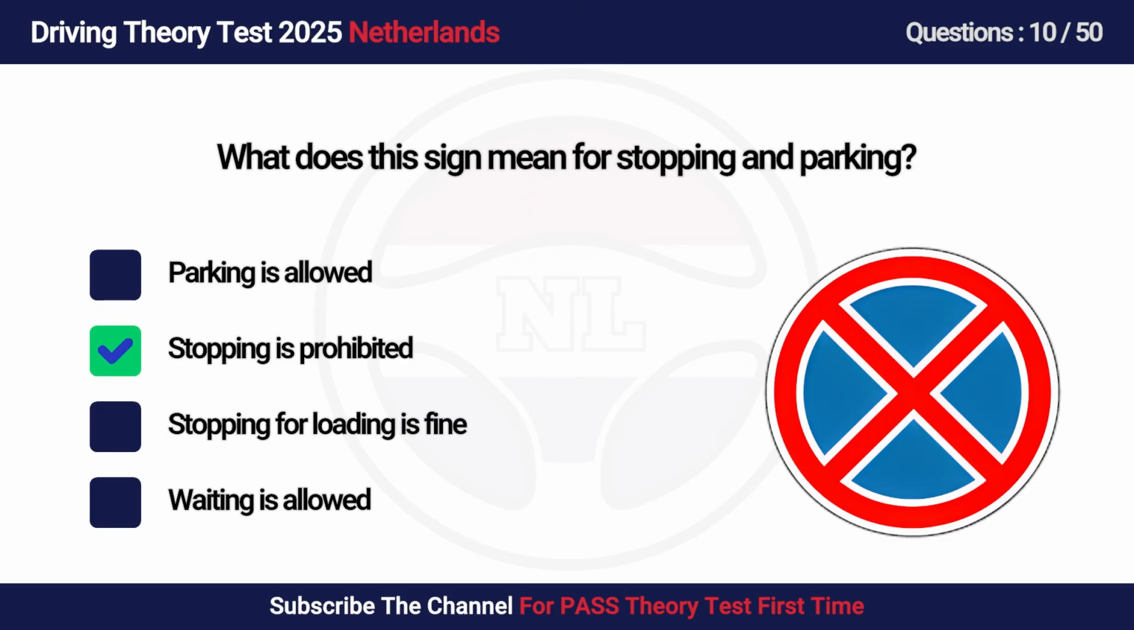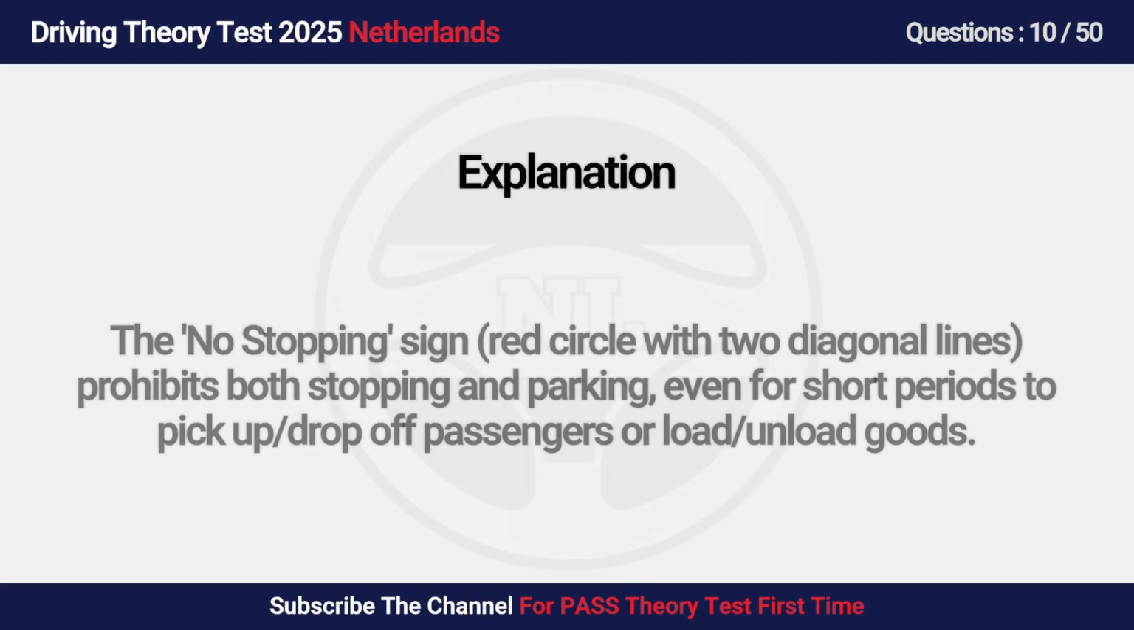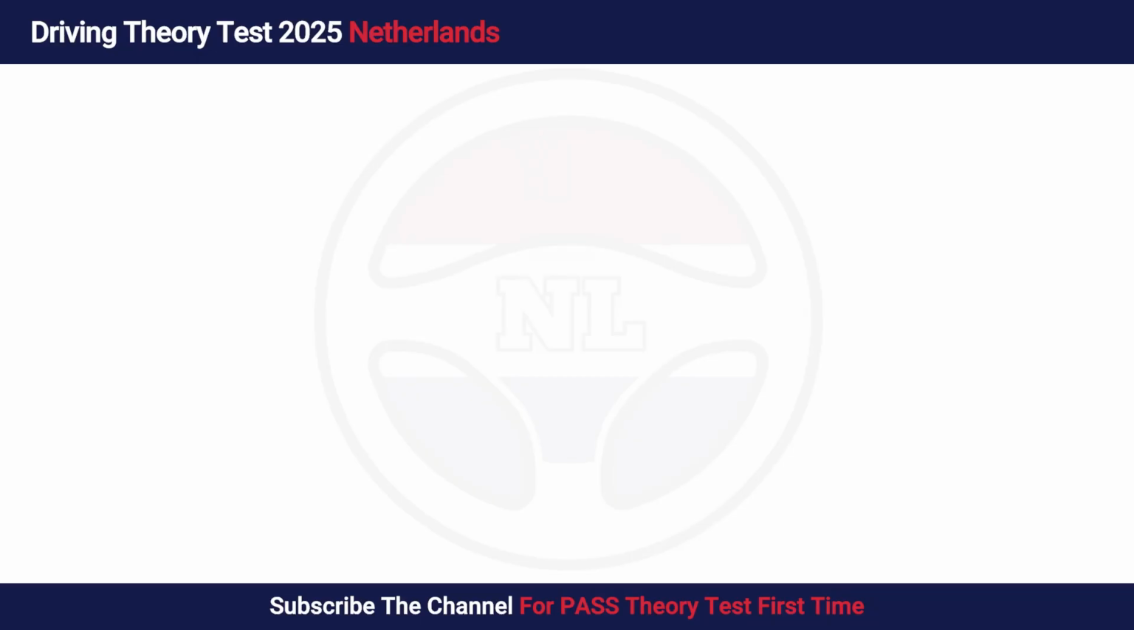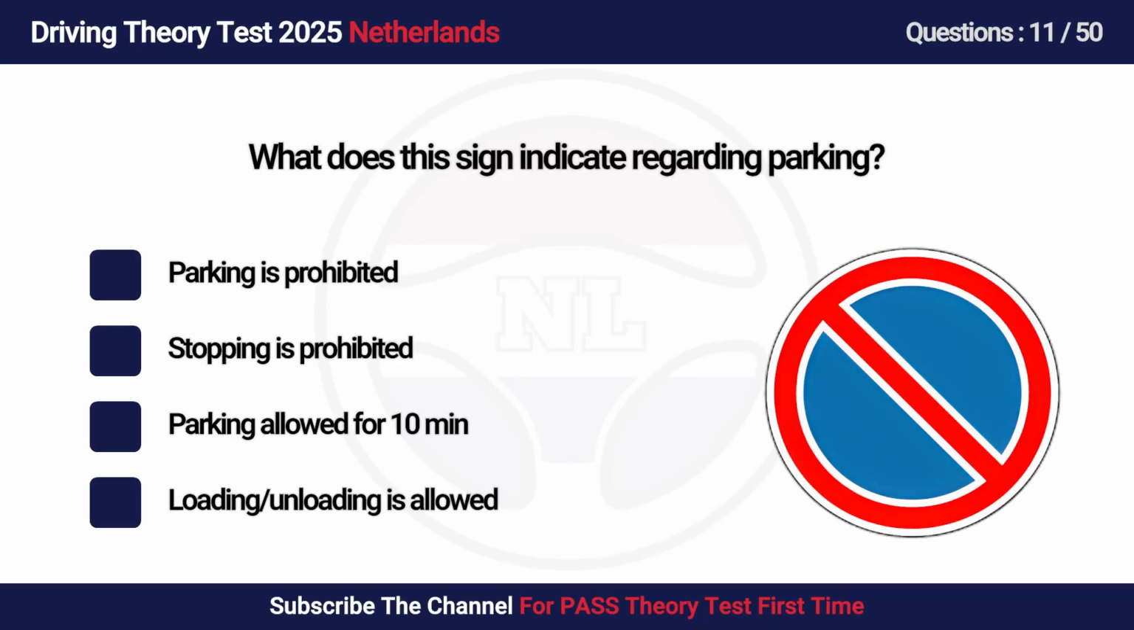Answer is B. Stopping is prohibited. The no stopping sign, red circle with 2 diagonal lines, prohibits both stopping and parking, even for short periods to pick up passengers or goods. Question 11. What does this sign indicate regarding parking?